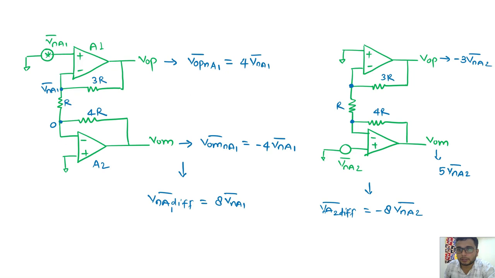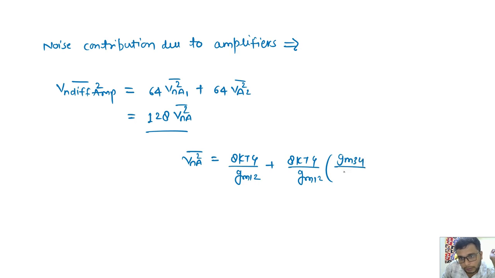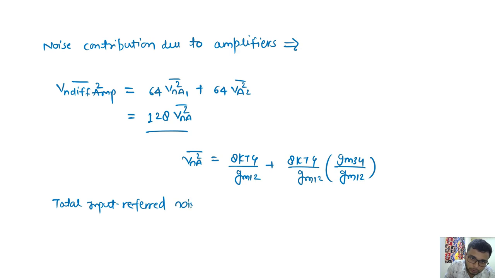This is 8 kT gamma by gm12 plus 8 kT gamma by gm12 times gm34 divided by gm of 12. So this is the noise at the transistors, the input referred noise of the 5 transistor OTA, that is the amplifier's noise. So what is the total input referred noise for circuit 1?